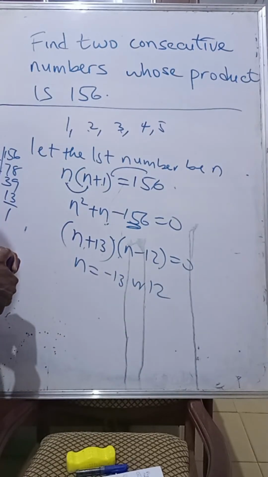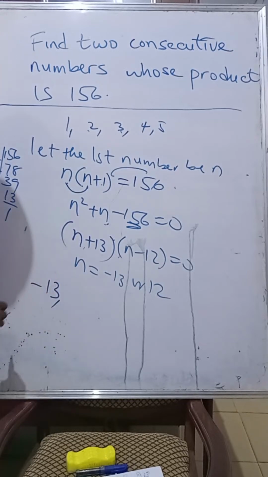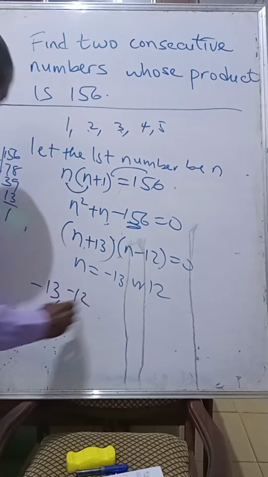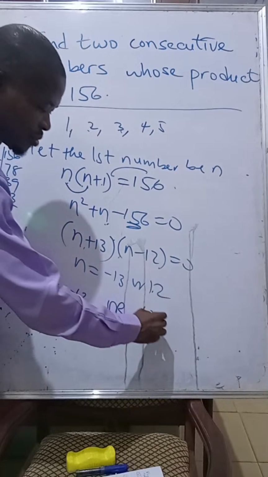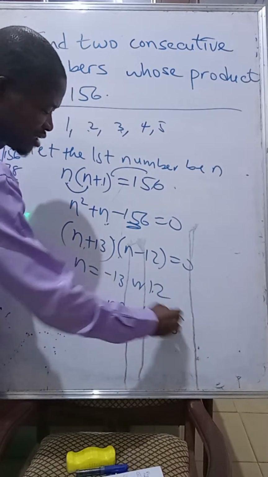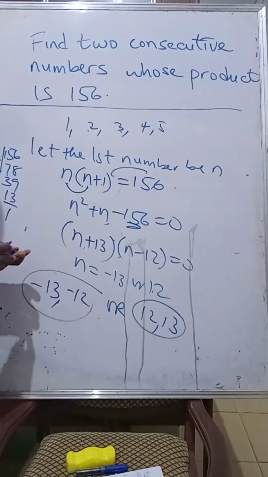So the two numbers now: it is minus 13, plus 1, that's minus 12. Or it is 12, and the next number, plus 1, is 13. So these are the two numbers. It could be this. It could be this. So that's that.